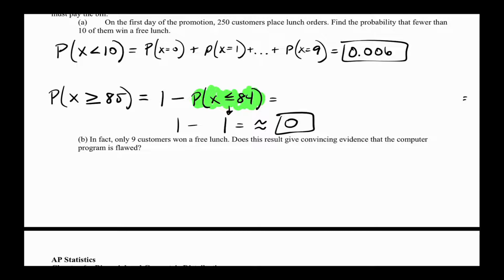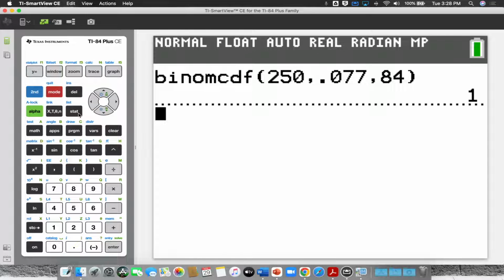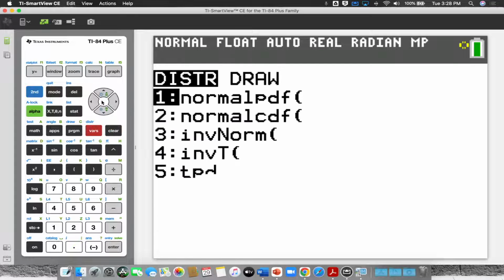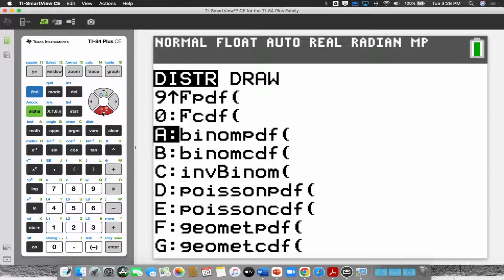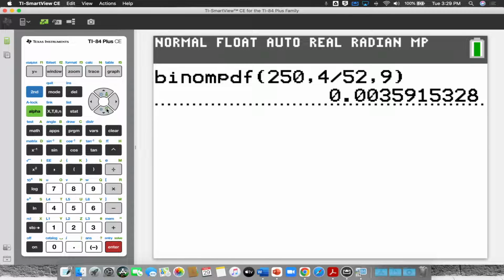So we would say the expected value is 19 or 20. Do we know what the chances are that 9 people would win? We can find out, right? So let's do that. What's the probability that what happened happened? What's the probability that 9 people won? 250, we're looking for 9. 0.004.